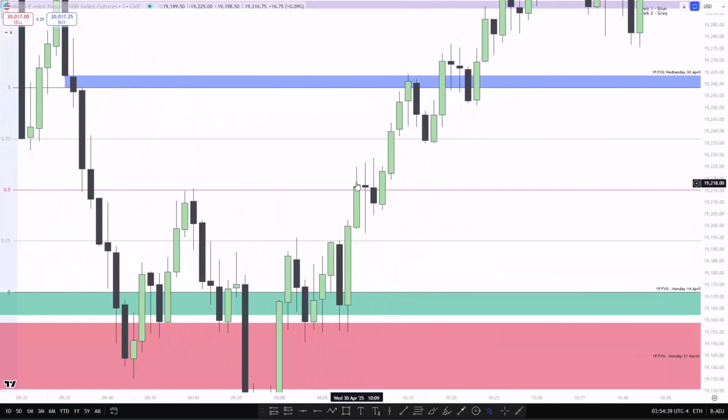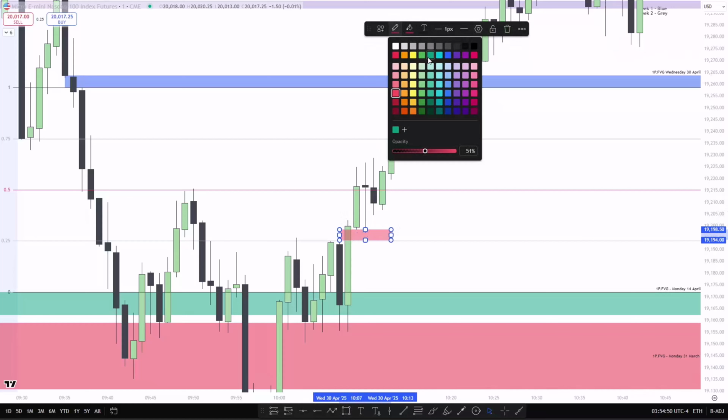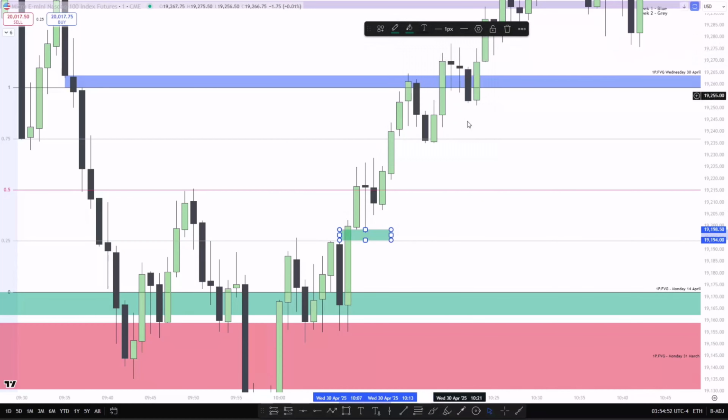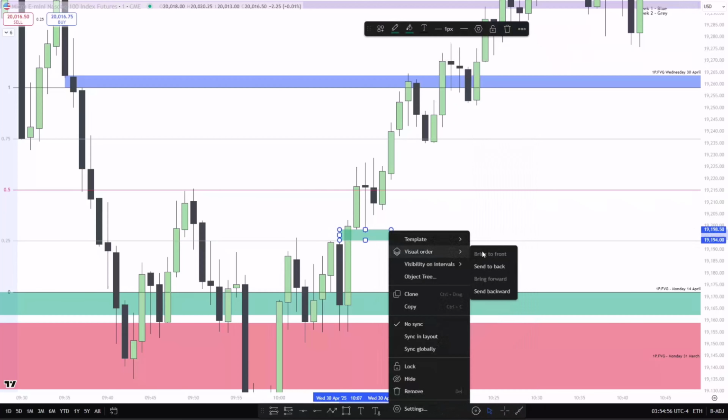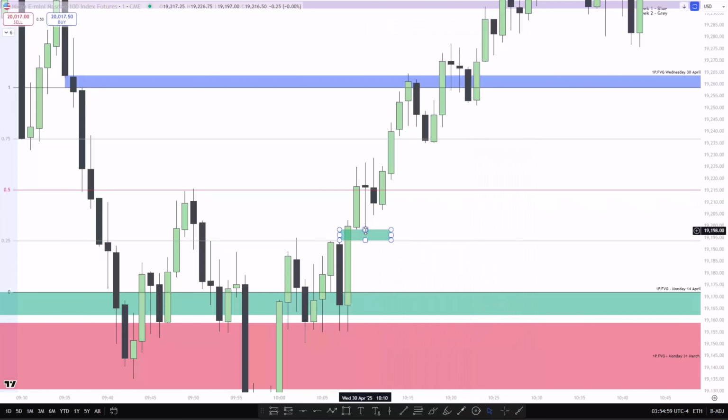Price goes up above equilibrium of this range, then it goes down, taps into discount. So that's your discount gap. I like to mark this in green because they're bullish gaps. Okay, this is your discount. This, by the way, is a high probability order block. If you want to know more about this, I'll leave a link in the description.